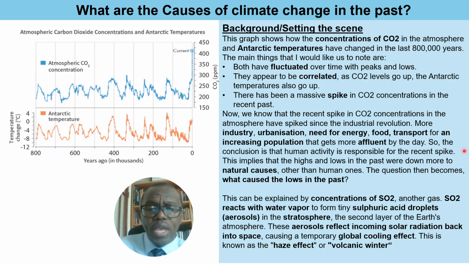Now, we know that that spike in concentrations of carbon dioxide in the atmosphere has occurred since the Industrial Revolution. Since that time, there has been an increase in industry, or the number of factories. As a result of those factories, there has been urbanization, because factories mean jobs, and most of those jobs are likely to be in urban areas, so people are likely to move from rural areas to go and work in those factories in urban areas.